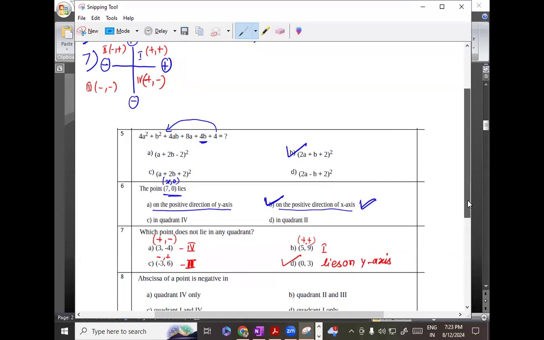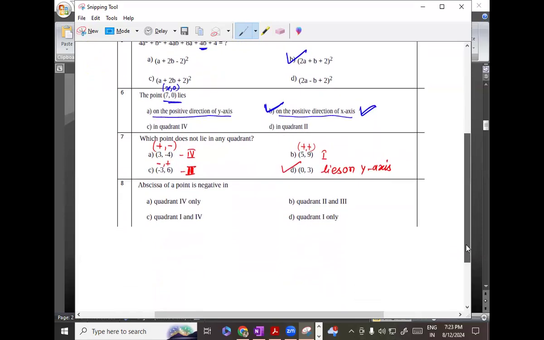In your exam, you can do direct answer, but how to practice? So it is necessary. Because if x is zero and y is any number, it lies on the positive direction of y-axis, and any number and zero lies on the positive direction of x-axis. If x is 0, then it lies on y-axis. If y is 0, then x-axis. Abscissa, do you know? Abscissa means x-coordinate.